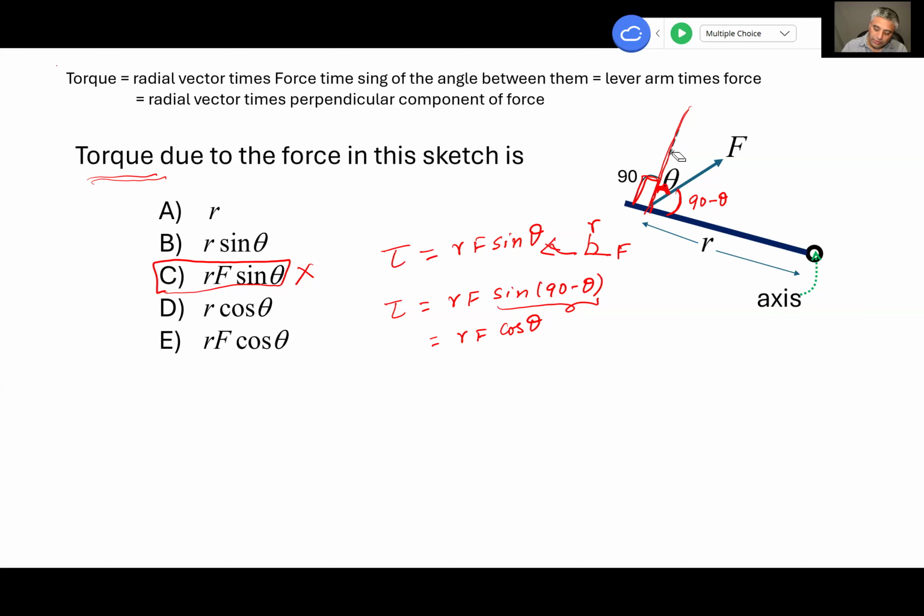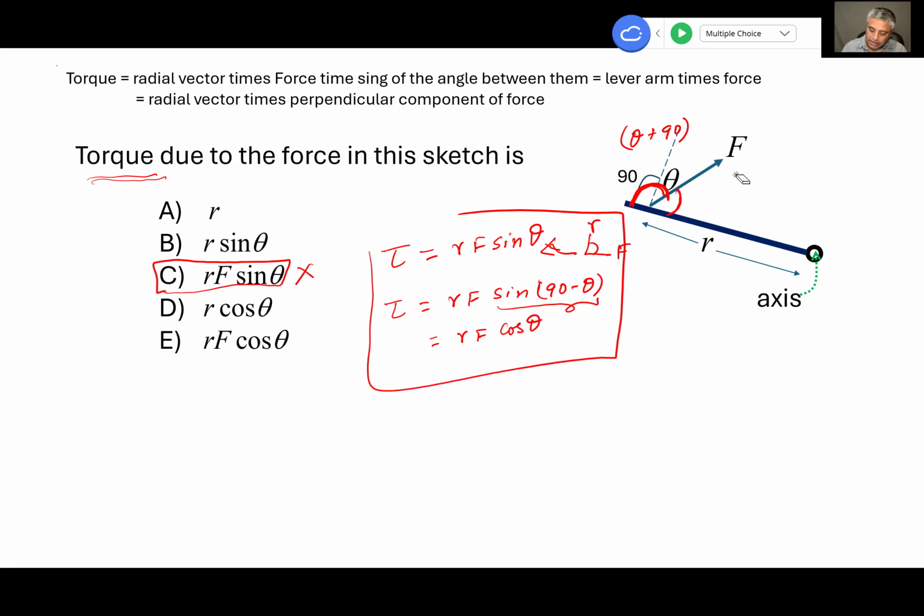Another way to look at it: this is the angle between R and F. What is that? That is theta plus 90 degrees, or 90 plus theta degrees. So here you have to use 90 plus theta instead of 90 minus theta, but both give you cosine. You are just shifting the sine function by 90 degrees, meaning a quarter cycle, that gives you cosine. Now, this is one way to do it.